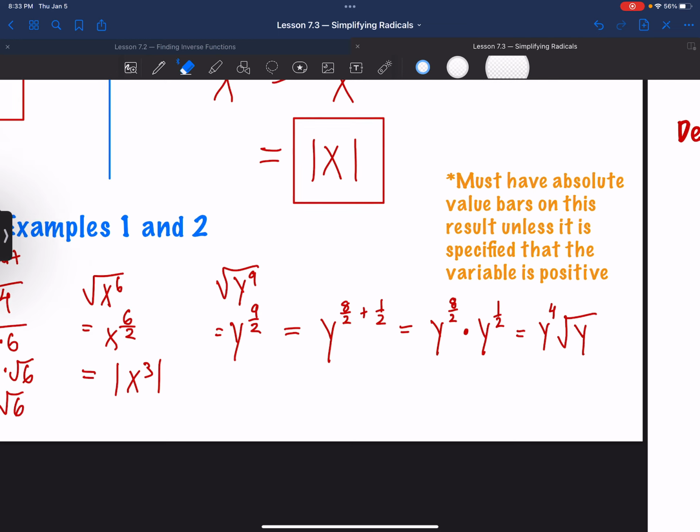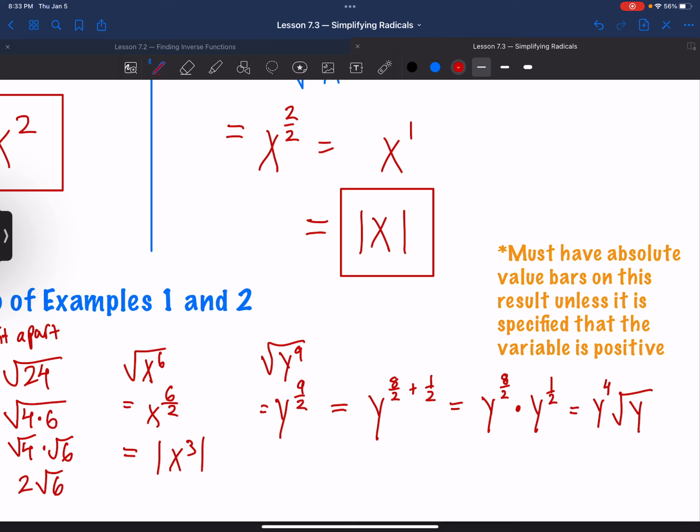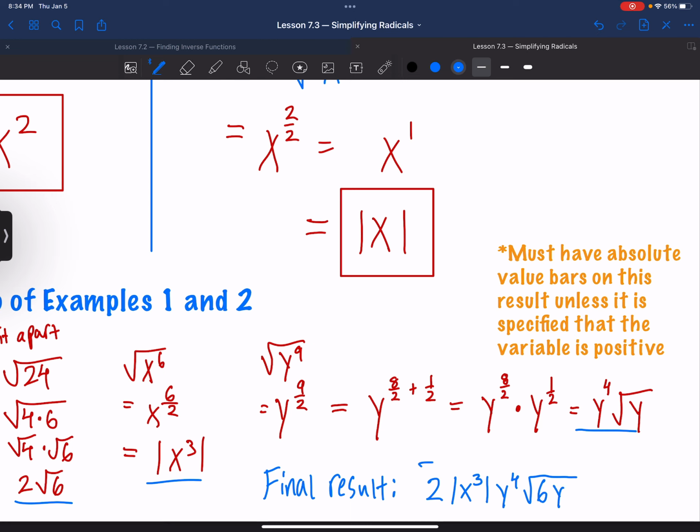Now, put this all together. Final result: I've got 2 root 6, so I've got this, this, and this. I'll say 2 absolute value x cubed, y to the power of 4. And the things inside the radical, under the square root, are 6 and y. And so that is my final answer.